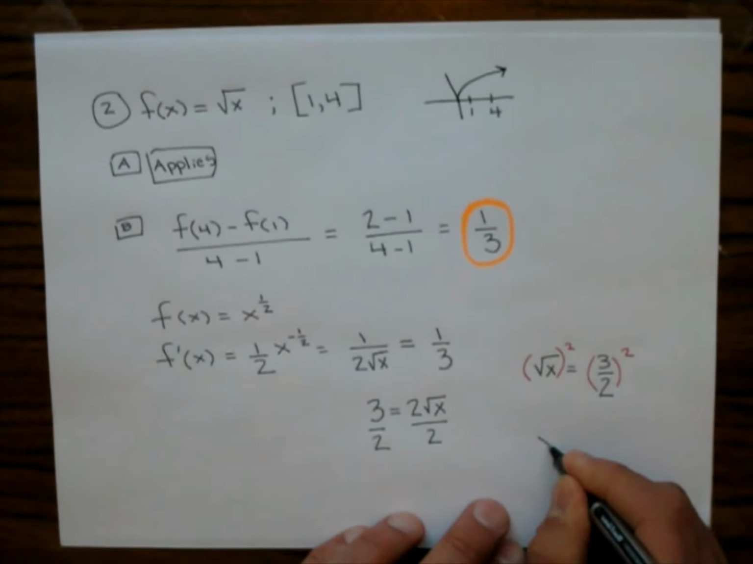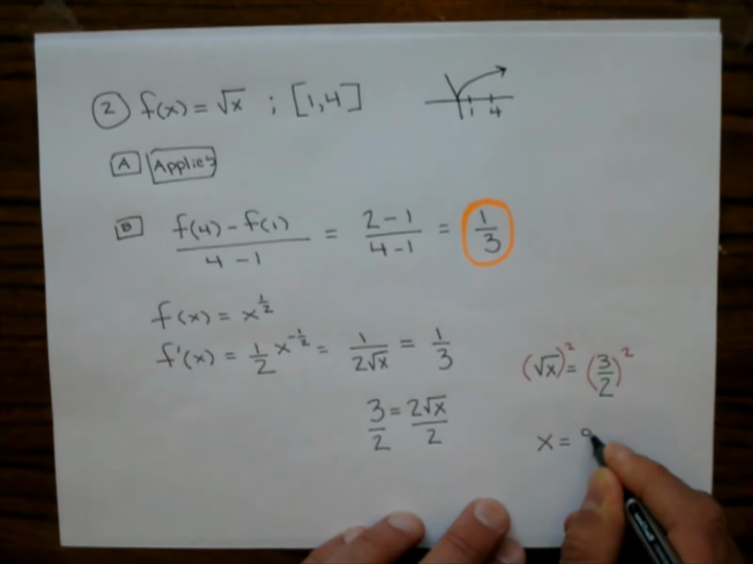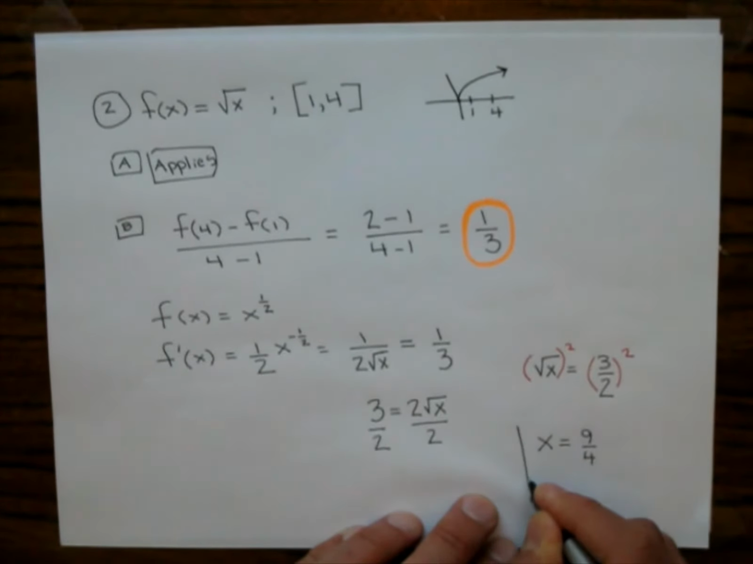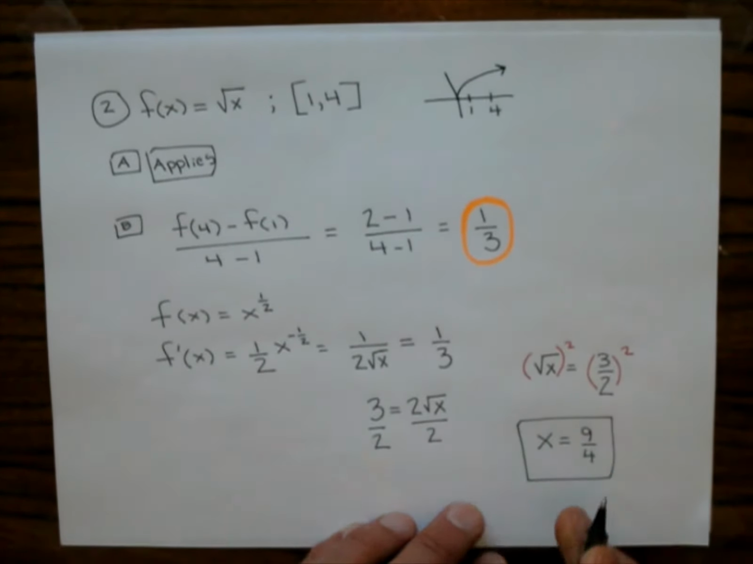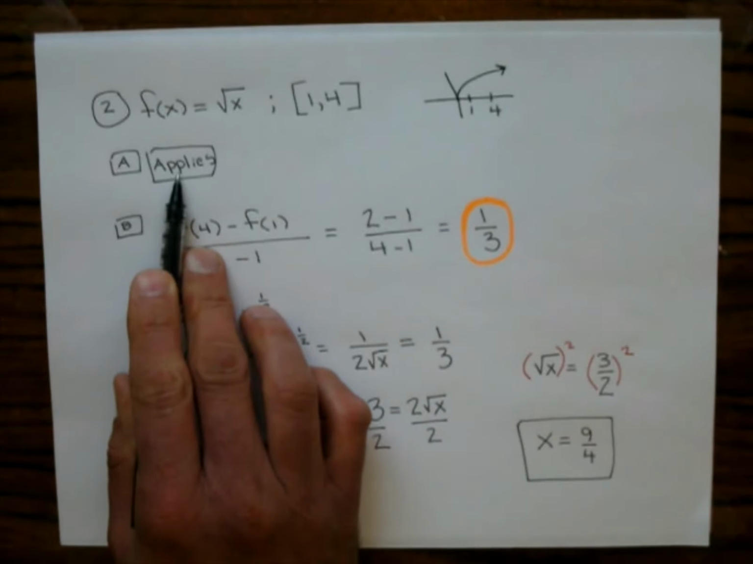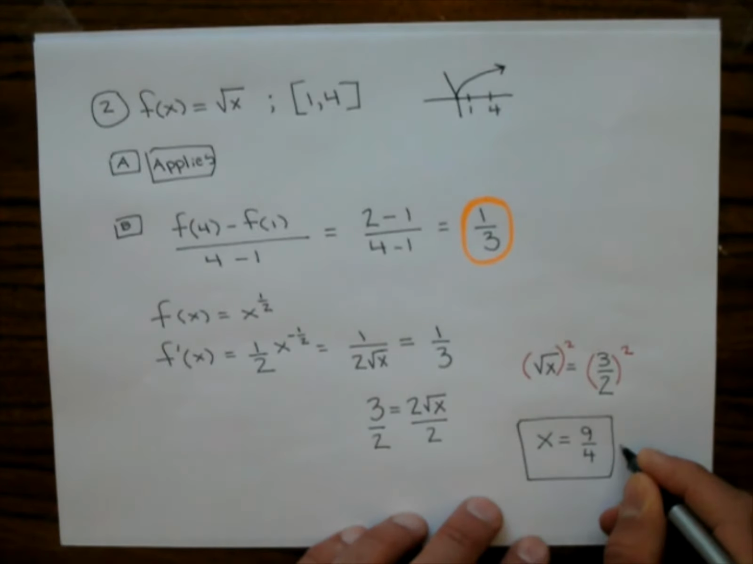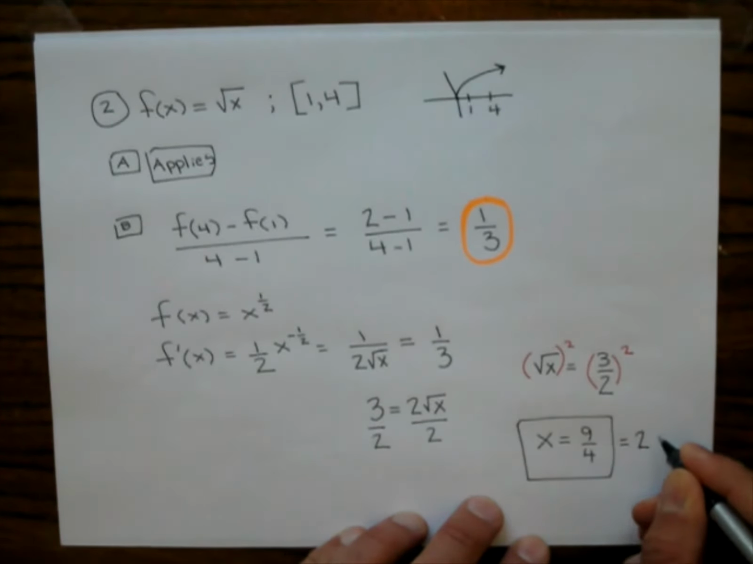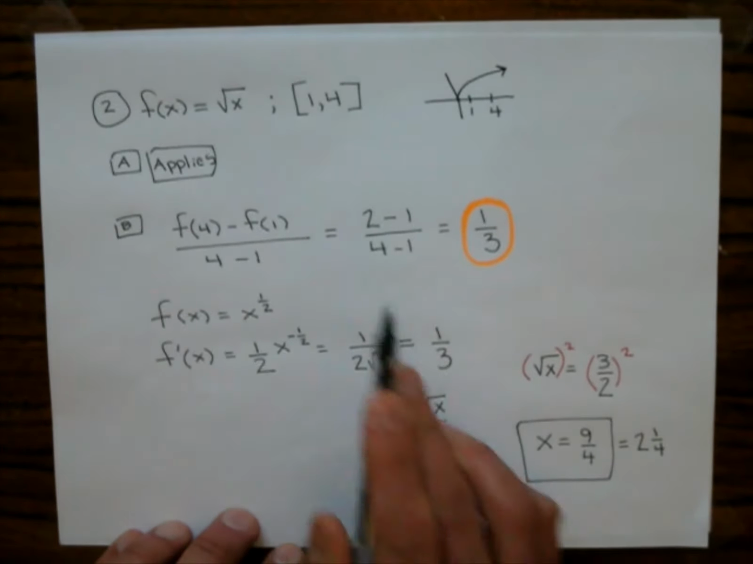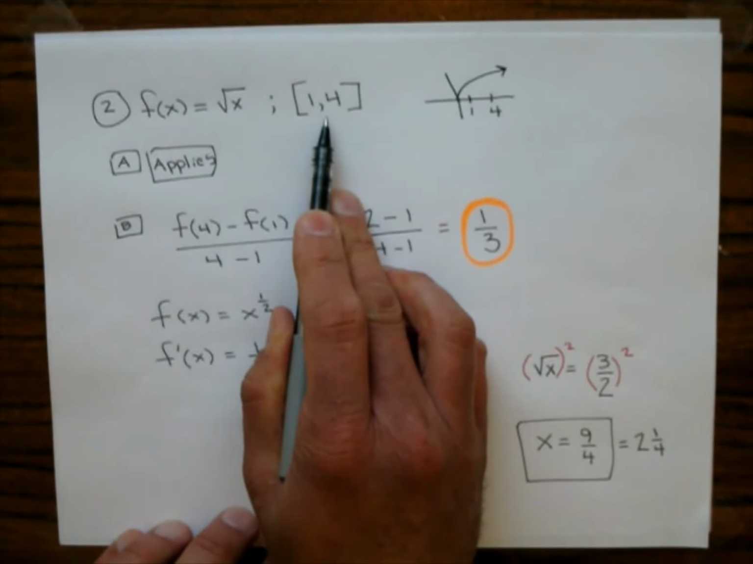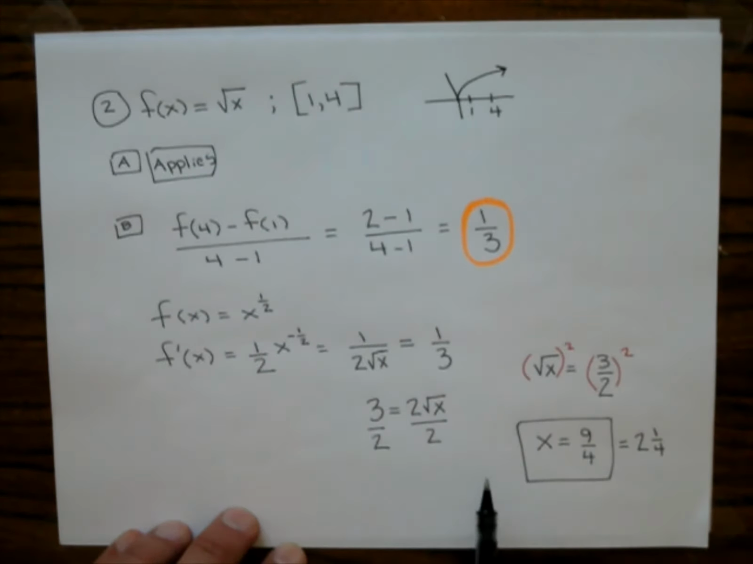So I end up getting x equals 9/4. There's the answer. So the mean value theorem applies, and look, we only had one answer, but that answer, if you like, you can write this as 2 1/4. It does fall within that time interval. And so basically, we have found our answer.